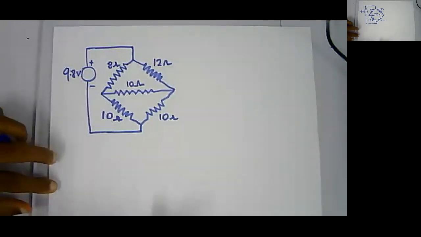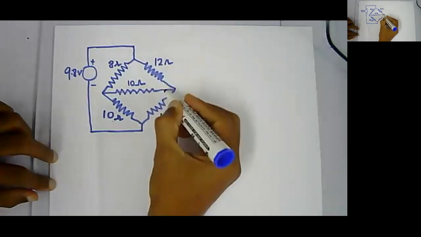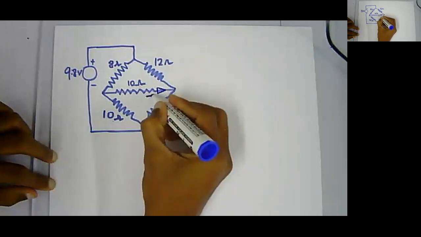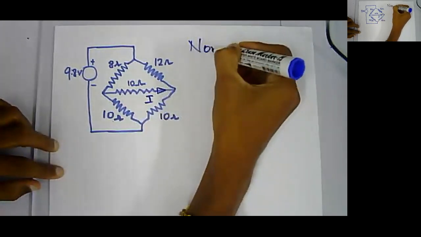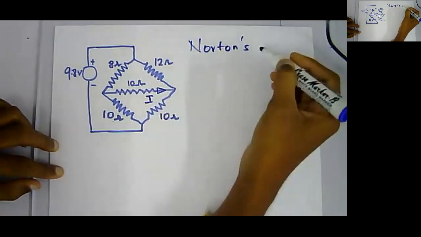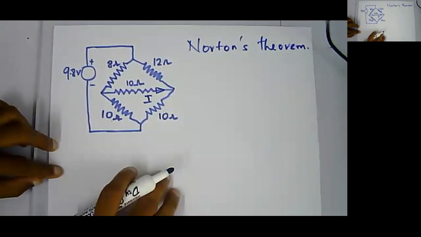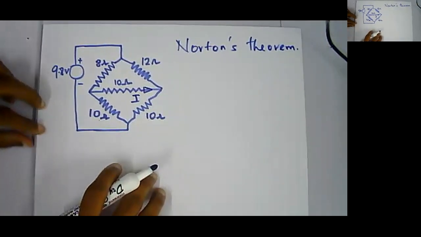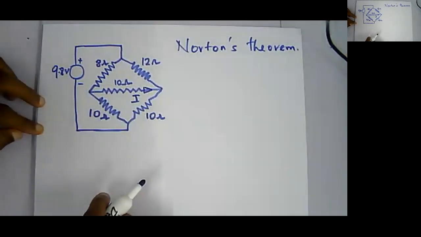Yeah, dear students, I have received this question from one of your friends, and I think the question is to solve the circuit for current I, or current through the 10 ohm resistance, using Norton's theorem, right? It's always a bit tricky to use Norton's theorem in these types of bridge circuits, right? Let's see how we can solve the question using Norton's theorem.